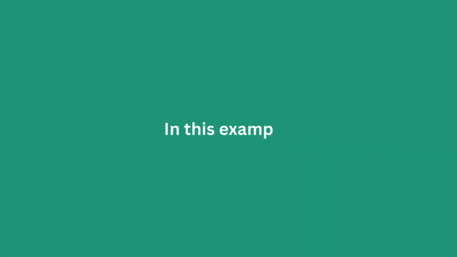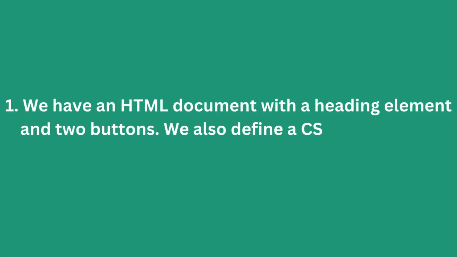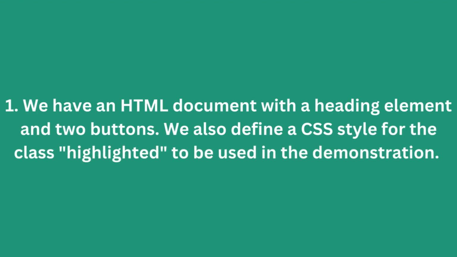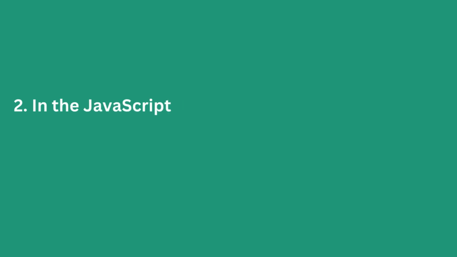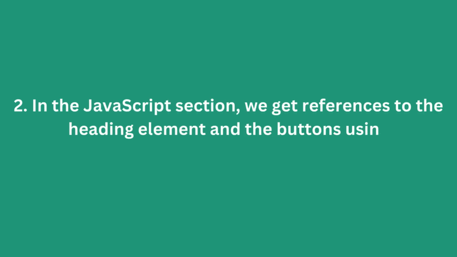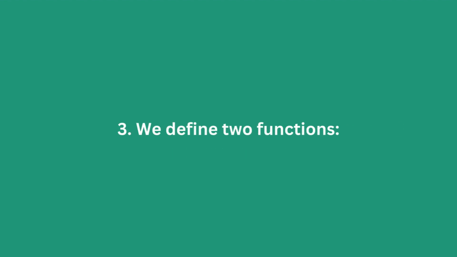In this example, 1. We have an HTML document with a heading element and two buttons. We also define a CSS style for the class highlighted to be used in the demonstration. 2. In the JavaScript section, we get references to the heading element and the buttons using getElementById. 3. We define two functions.